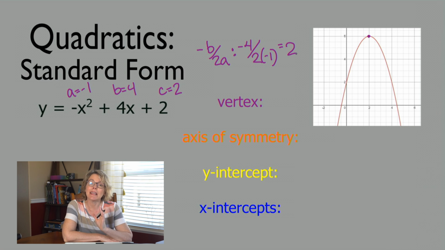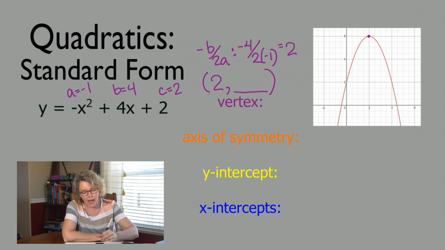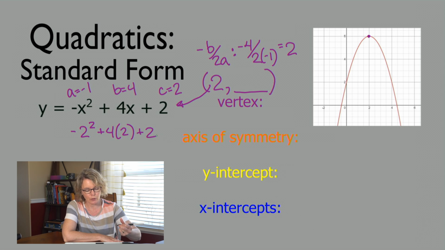That tells us the x value of our vertex. We'll go ahead and put that here. Now, to find out where it is on the y-axis, how far up or down, we have to put that 2 back into our original equation whenever we see an x. So let's go ahead and do that. Negative 2 squared plus 4 times 2 plus 2.